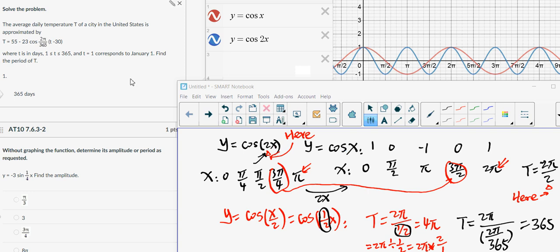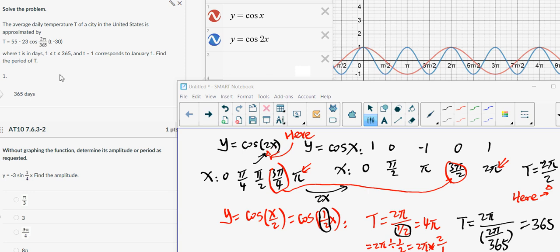Here, let's do two questions. The average daily temperature T of a city in the United States is approximated by this model: T equals 55 minus 23 times cosine of (2 pi over 365) times (t minus 30), where t is in days and t is between 1 and 365, inclusive, and t = 1 corresponds to January 1st. We want to find the period of T.